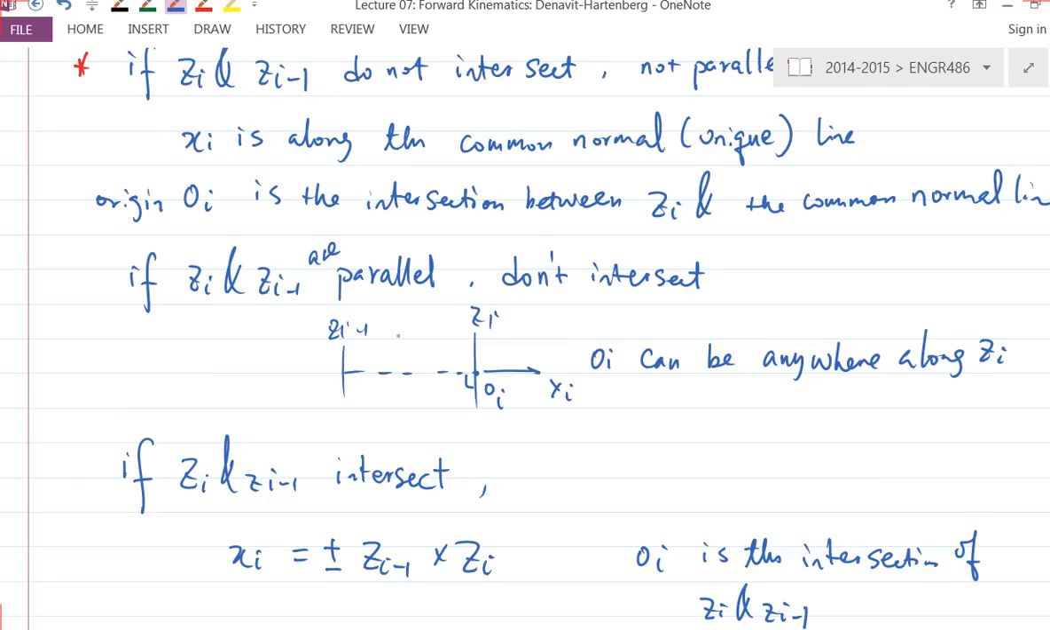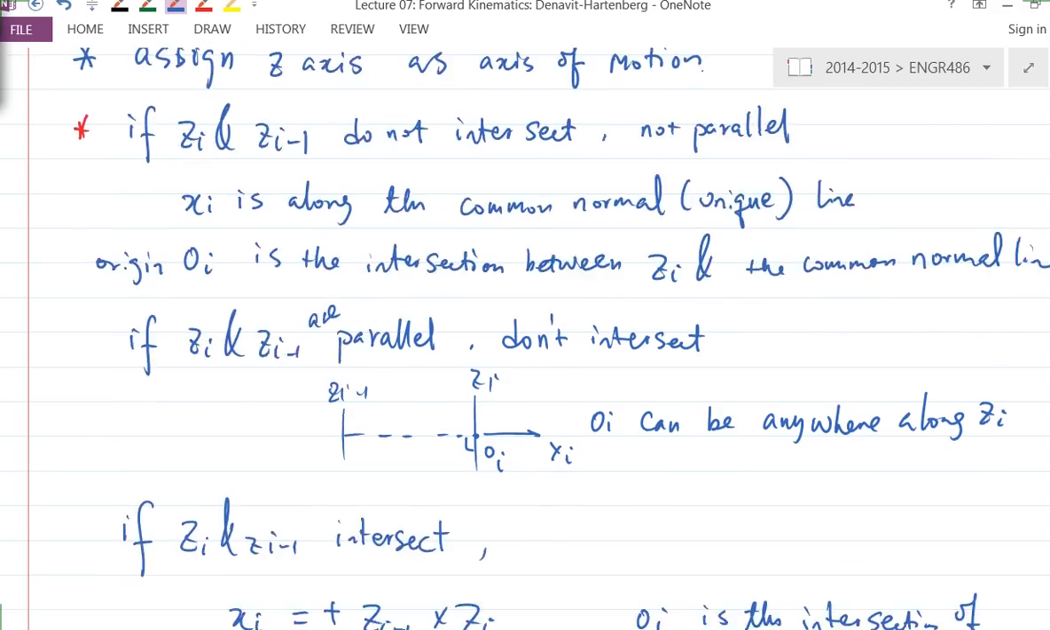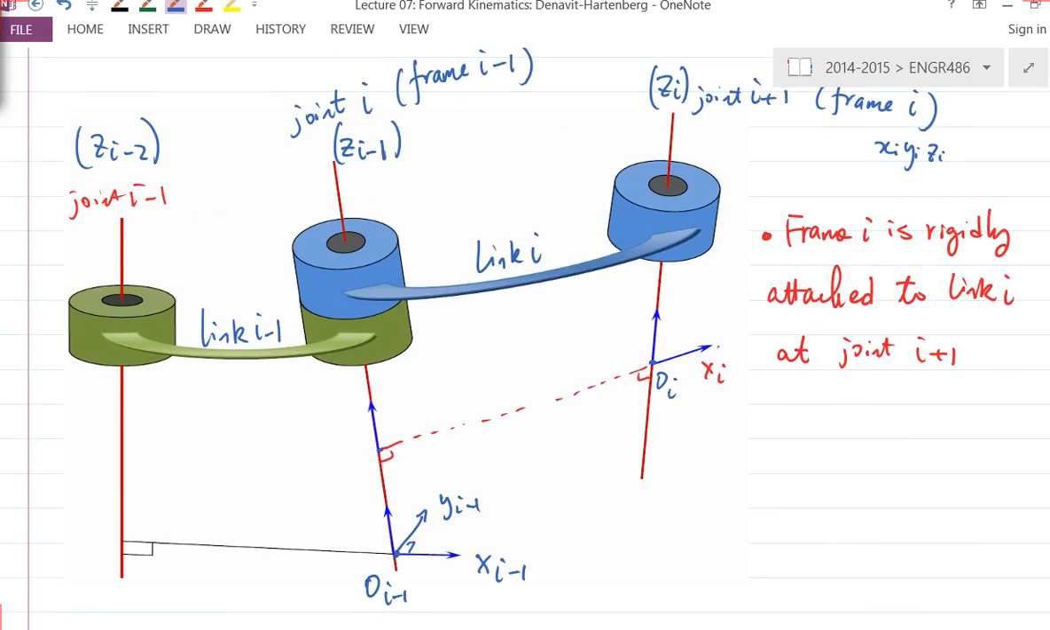So let's go back to this DH link here. After we assign the frame, this is the frame I minus 1, and this is the frame I. So how do we get from frame I minus 1 to frame I with the current assignment? Because ultimately, remember, what do we want? We want A, T I minus 1, right? This is what we want.